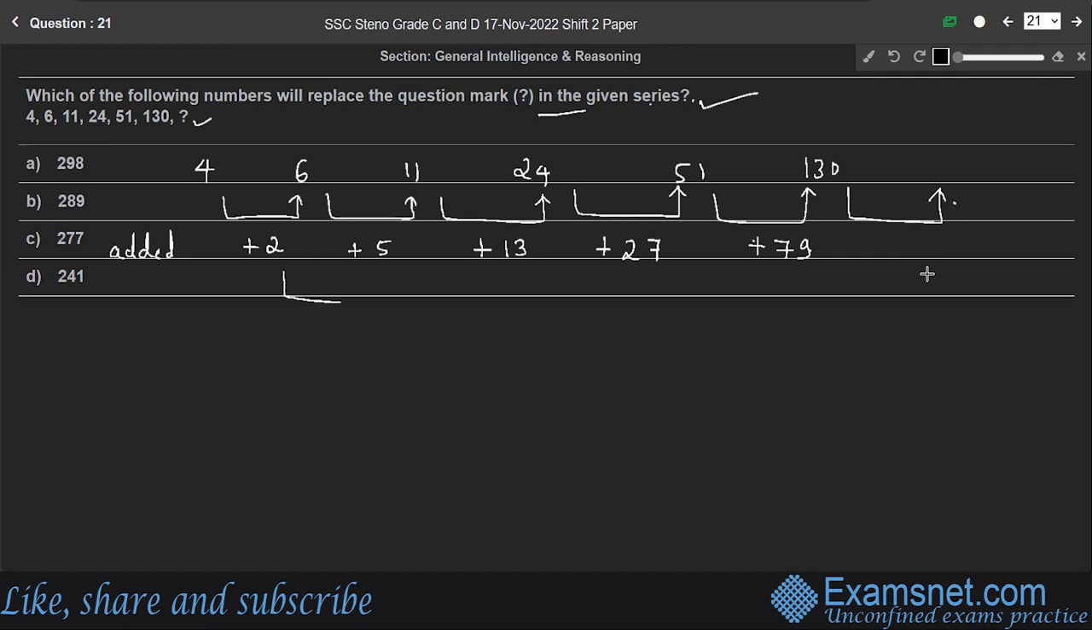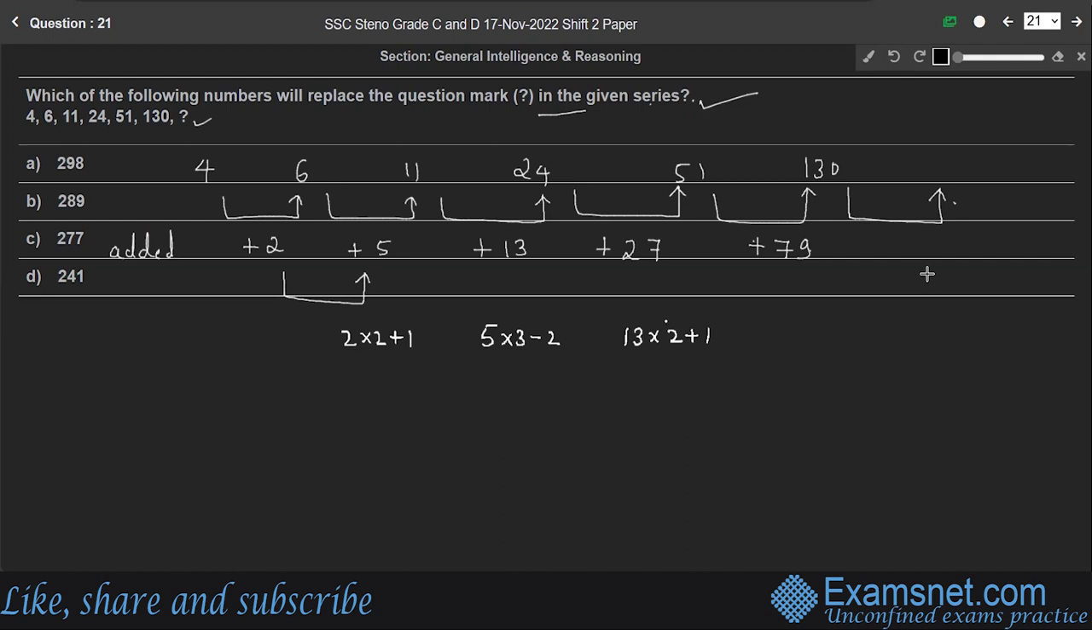Right? So I can write 5 as 2 into 2 plus 1. 5 can be written as its previous number into 2 plus 1. 13 can be written as its previous number into 3 minus 2. So 27 can be written as its previous number 13 into 2 plus 1. We have multiplied the previous number by 2 plus 1.